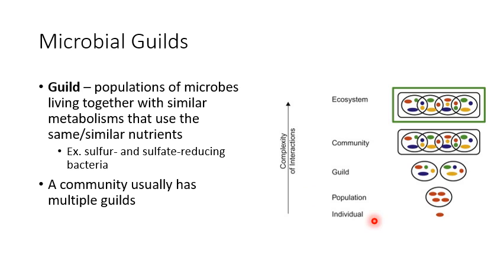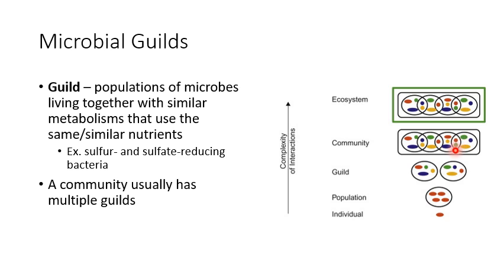The diagram is illustrating that. For microbes, you would go from an individual to a population, a group of individuals of the same species living together. Then above the population level, you have the guild, which would be different species that live together that all have a similar metabolism. So you have a couple of different guilds here, and then in a community, you would have multiple guilds. All those microbes that are living together in that same place at that same time would be part of the community, arranged into different guilds.